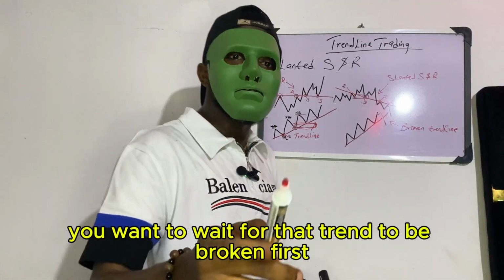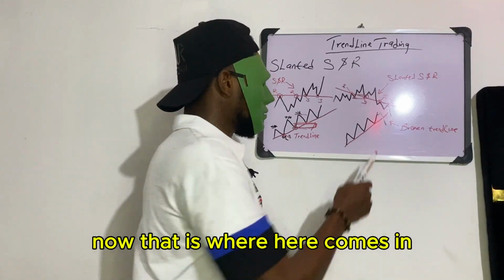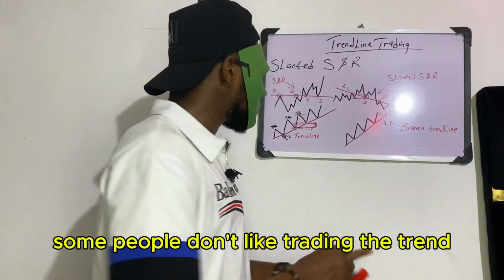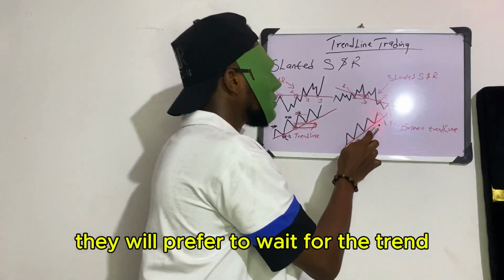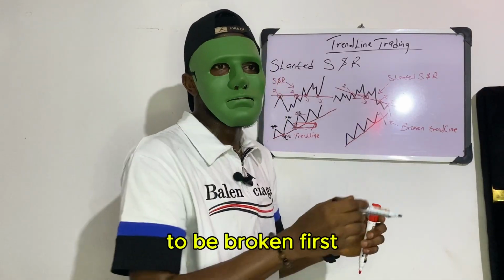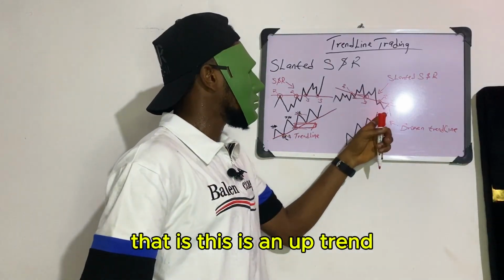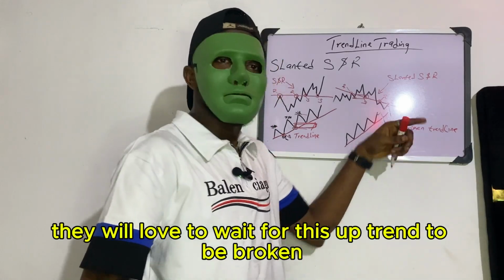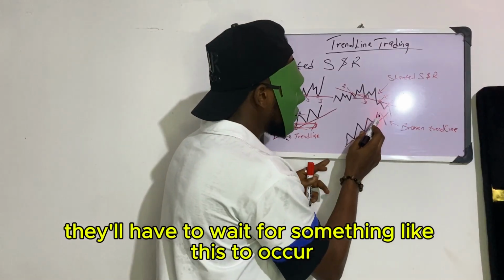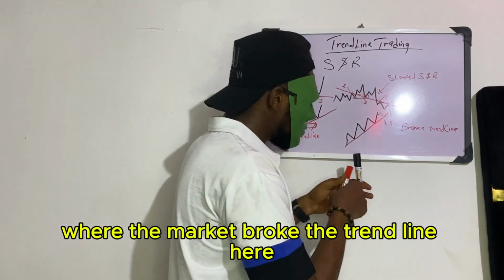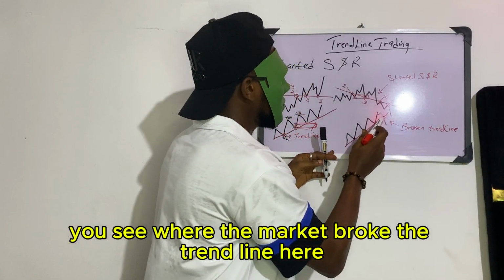But let's assume you want to wait for that trend to be broken first before you take a trade. Now, that is where this comes in. Some people don't like trading the trend like I did here. They will prefer to wait for the trend to be broken first so that they will trade the reverse order. That is, this is an uptrend. They will love to wait for this uptrend to be broken to the downside so that they can ride the market downwards. So they'll have to wait for something like this to occur, where the market broke the trend line here. Are you following? You see where the market broke the trend line here.